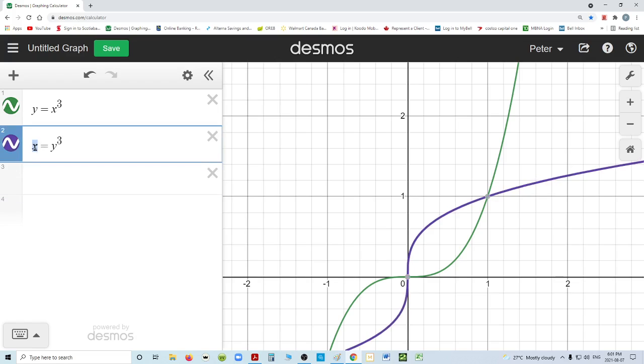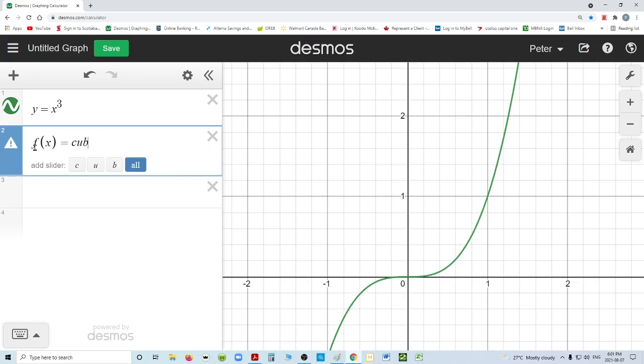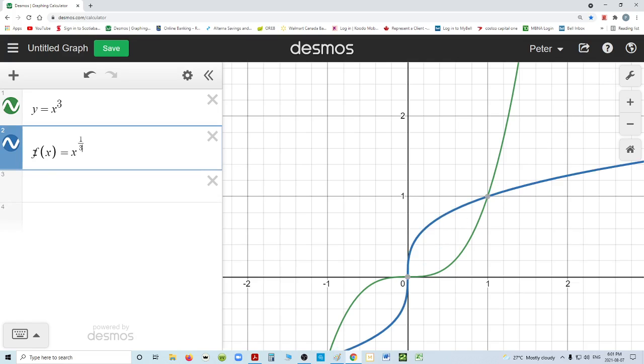Okay. And I'm just going to try something here. Cube root. No. Yeah, I forget. Oh, I know how to do it. So it will be x to the power of a third. There we go. There's the inverse.